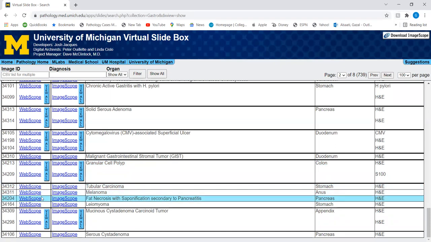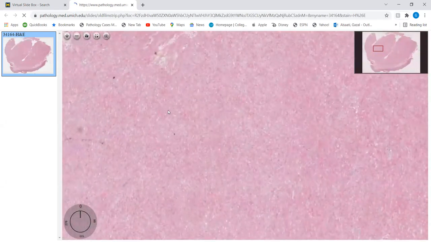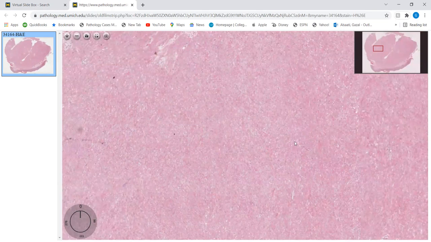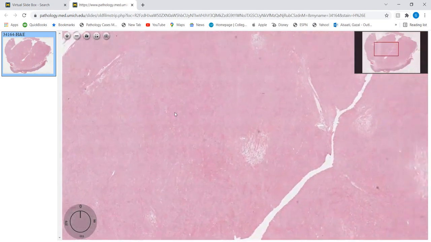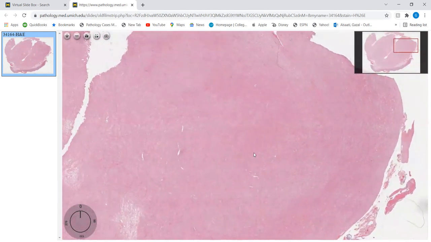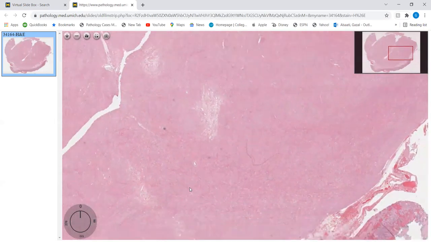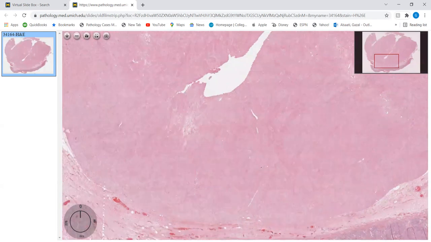Melanoma. We already did melanoma. Leiomyoma of the stomach. That's a nice one, nice and simple, isn't it? But I will never, ever in my whole life call a leiomyoma of the stomach without doing a CD117, okay? Because no matter how benign and bland this looks, GIST with spindle cell differentiation will look identical.